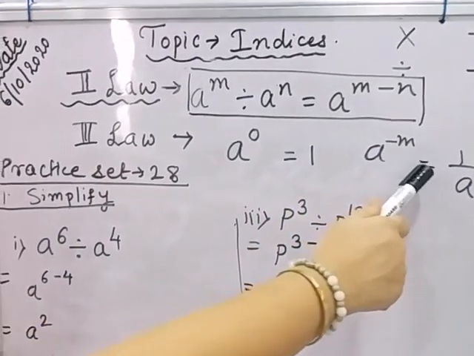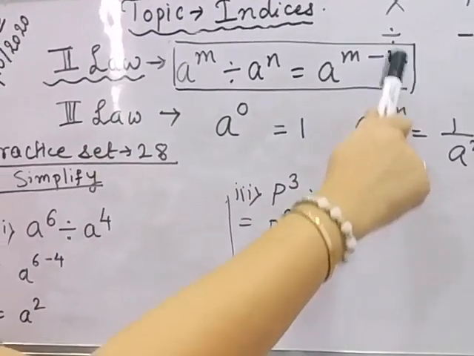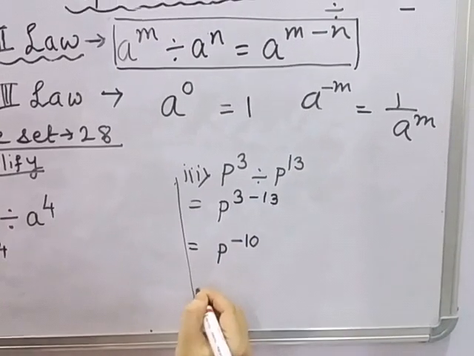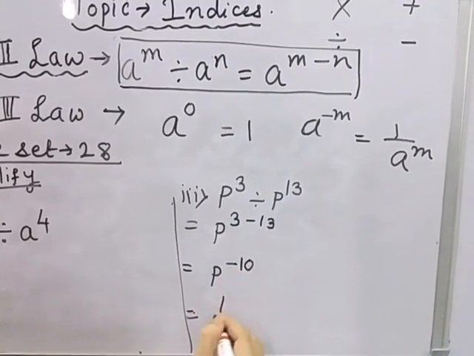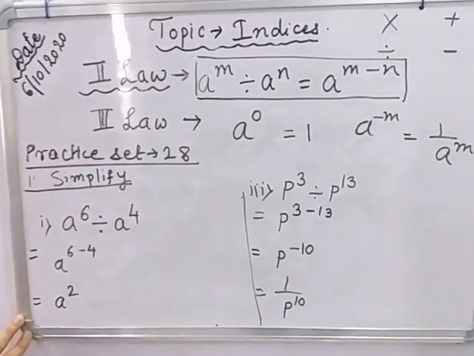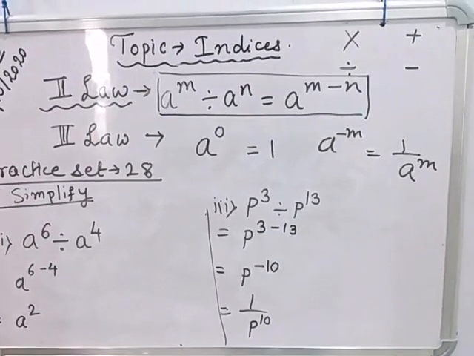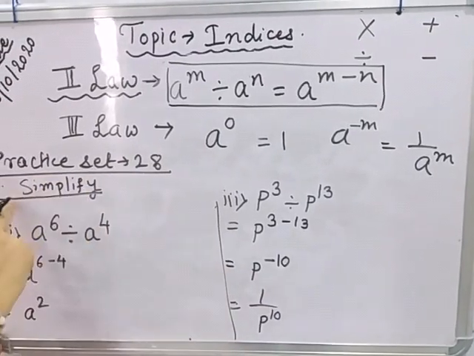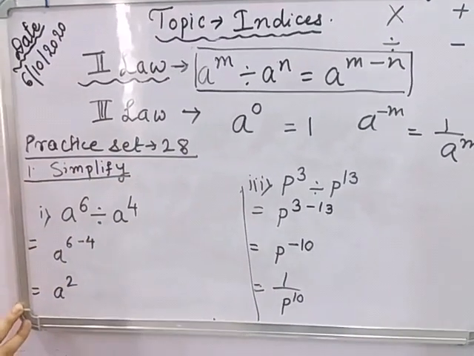So here we are going to use this law of indices, where if the index is a negative number, you have to shift that into the denominator. So the final answer we are going to get is 1 upon p raised to 10. Okay student, I hope you understand how to do it. So there are 2 more sums in the first question, simplify, that you have to complete.